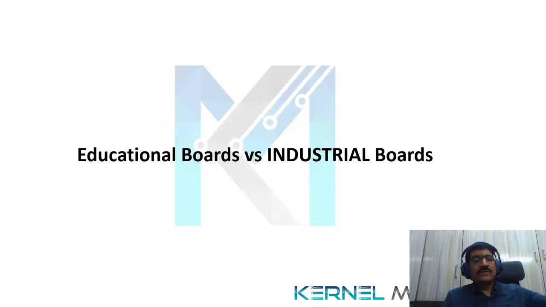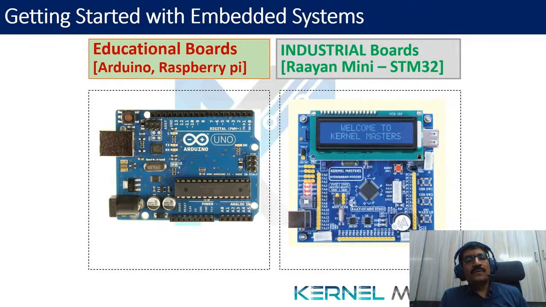So basically there are two boards, education boards and industrial boards. We will discuss them clearly. Education boards are Arduino and Raspberry Pi, the most popular boards that everyone uses. Industrial board examples are the Renesas mini, and STM32 from the ST company.